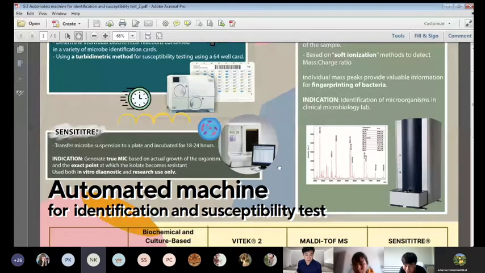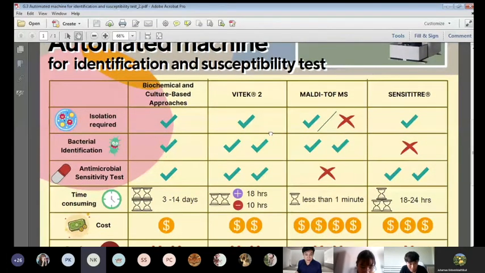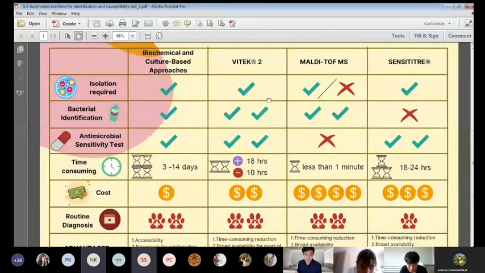This table shows the differences between simple diagnostic tools, the biochemical and culture-based approaches, and the advanced diagnostic tools, the VITEK, MALDI-TOF MS, and Sensititre. As you can see, all the diagnostic tools require isolation, but MALDI doesn't. VITEK, MALDI-TOF MS, and biochemical and culture-based approaches are all capable of bacterial identification, but not Sensititre. VITEK, Sensititre, and biochemical and culture-based approaches can perform antimicrobial susceptibility tests, but this is unavailable in MALDI-TOF MS.